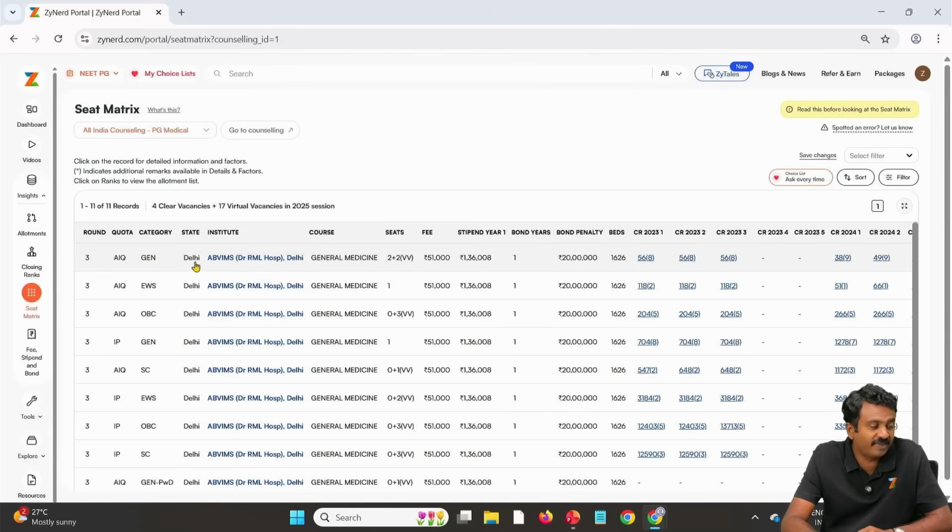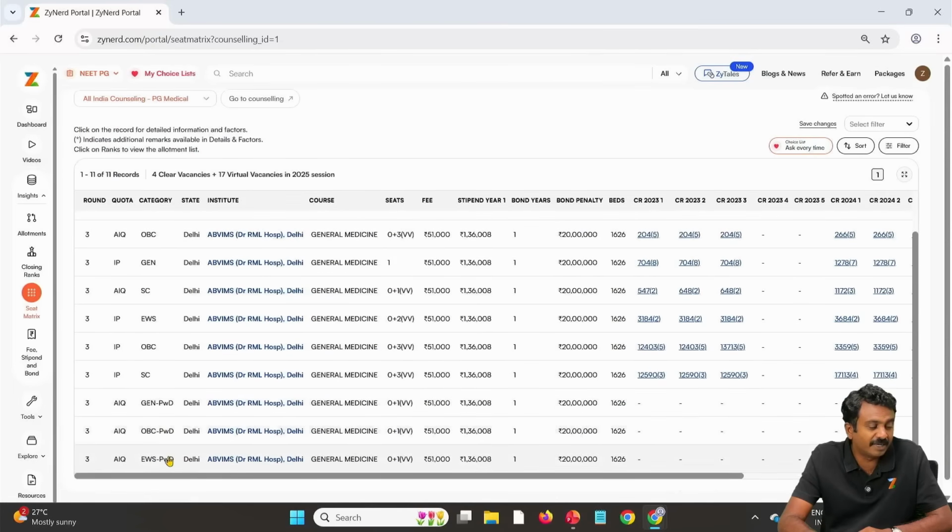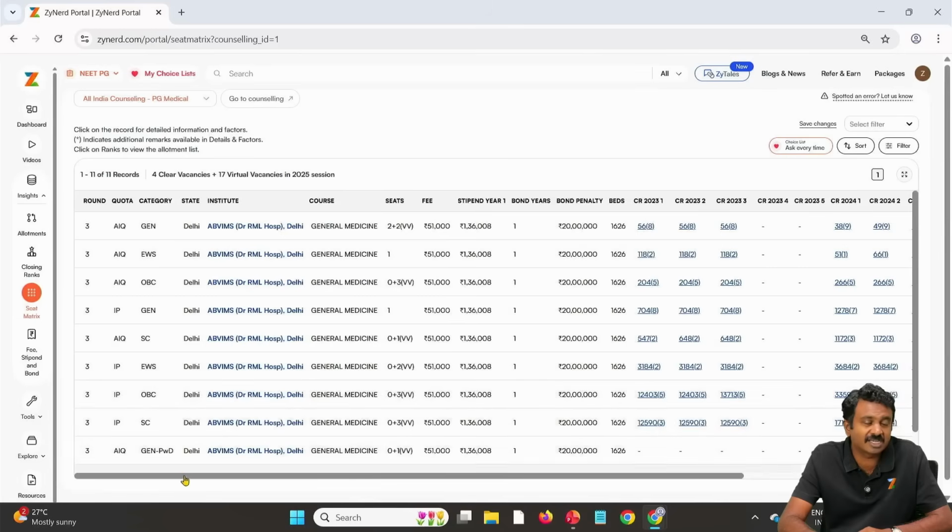Under what? Under ABVIMS, PGME are basically AIQ general category general medicine seats, MD general medicine seats. You hover on them, you will figure out all the details. This is one. Similarly, you have EWS seats, one seat is available, clear vacancy, and OBC category, 0 clear vacancies. Nobody has left a seat, but 3 virtual vacancies. In case they upgrade, they will move. So some of these will be appearing as, let us say, 1, 2, 3, and then ST category, Gen PWD category, and OBC PWD, EWS PWD. All these choices are available.